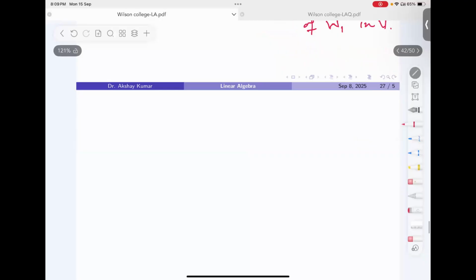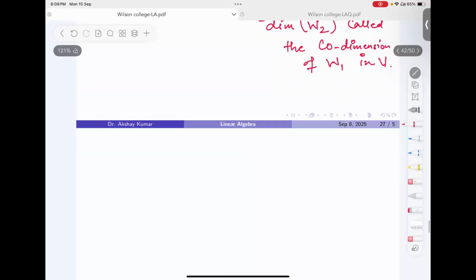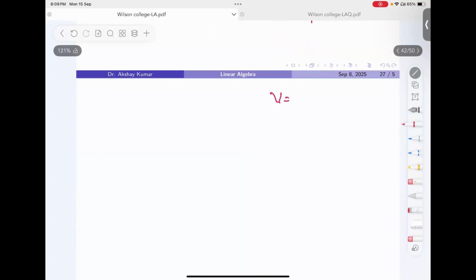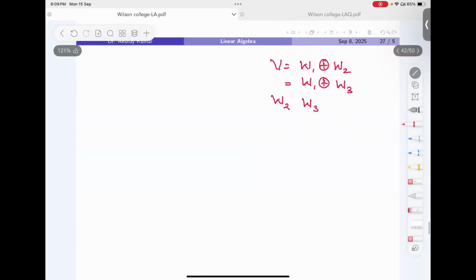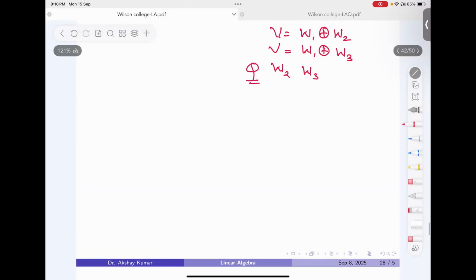Last time I asked one question. Suppose you have V equals W1 direct sum W2, and you also have V equals W1 direct sum W3. What can you say about W2 and W3? What is the relation? Sir, they will have the same dimension. W2 is equal to W3, I guess he is saying.